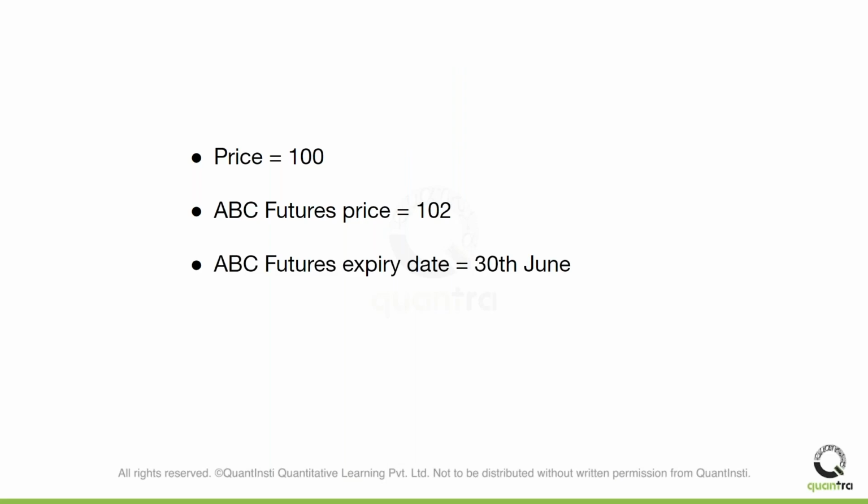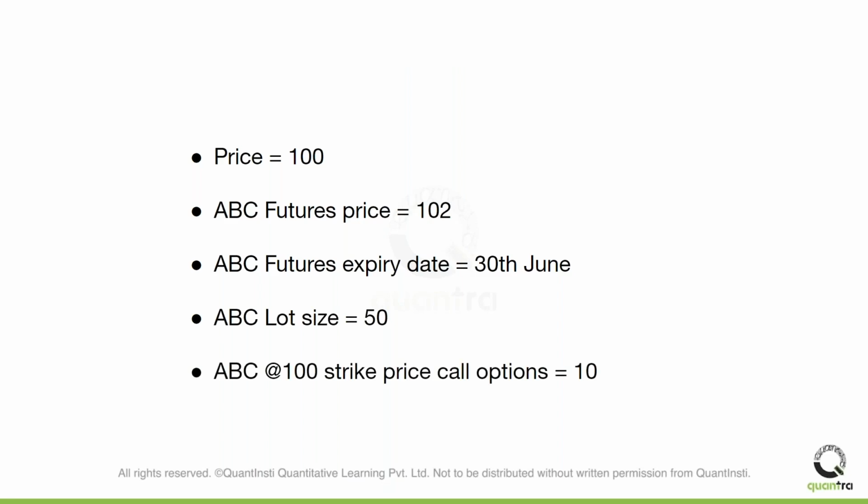And the expiry date of this futures is 30th June, which is this month. So this is a monthly expiry futures and it will expire in a month. And the lot size is 50. So if you want to buy futures or if you want to buy options, the minimum lot size is 50. And for call options, let's take a strike price of 100, and currently the call option is priced at 10. So this is the setup.